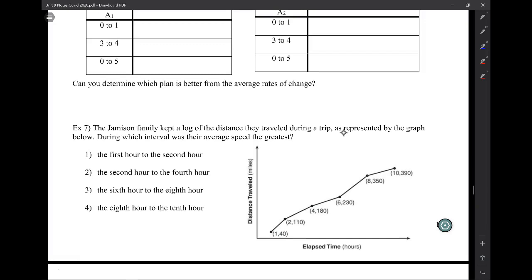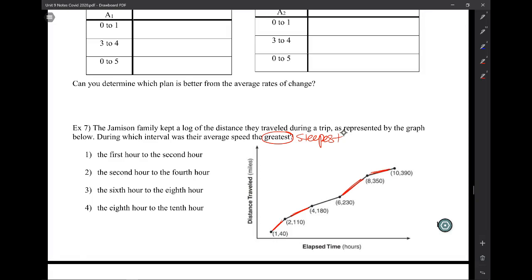And then number 7, let's do this one. The Jameson family kept a log of the distance they traveled during a trip, represented by the graph. Which interval was their average speed the greatest? So again, we are looking for steepest piece of our grid. From the 1st to the 2nd hour, so this piece. 2nd to the 4th hour, so this piece. 6th to the 8th, and then 8th to the 10th.